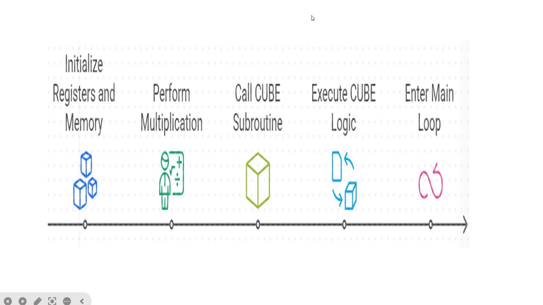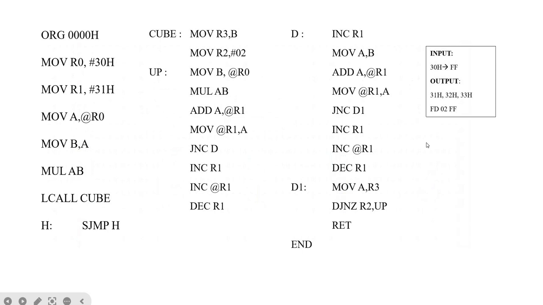So overall what we have done here is we have initialized the registers and the memory. Then we have performed certain multiplication operations and we have used a subroutine which is labeled as cube. We'll call that subroutine, and within that we have a loop which will execute the logic to calculate the cube, and there we have a main loop also. So once the cube logic is completed, then it will enter the main loop.